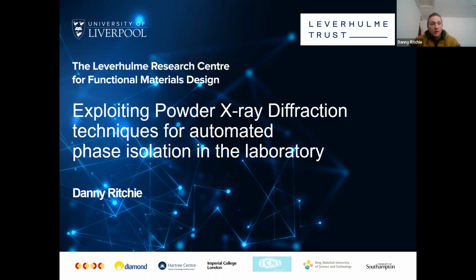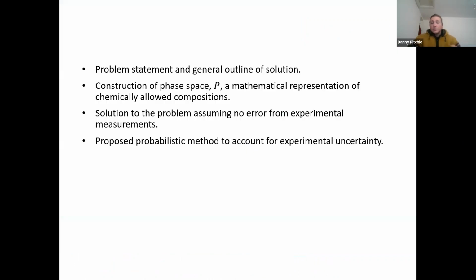So I'll start. First I'll give a problem statement and a general outline of my solution. Then I'm going to go through the construction of phase space P, which is a mathematical representation of chemically allowed compositions, and then go through my solution to the problem with no experimental error, and then how I use a probabilistic method to account for experimental uncertainty.